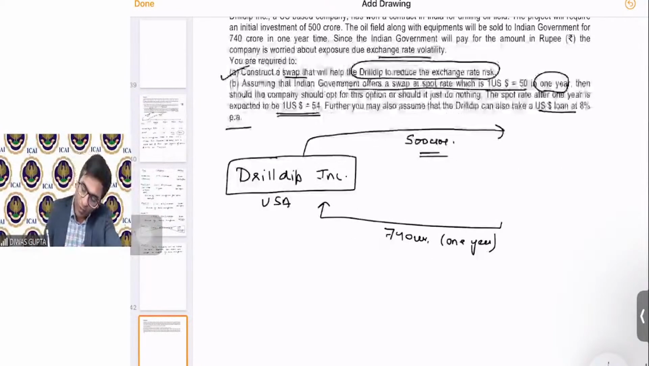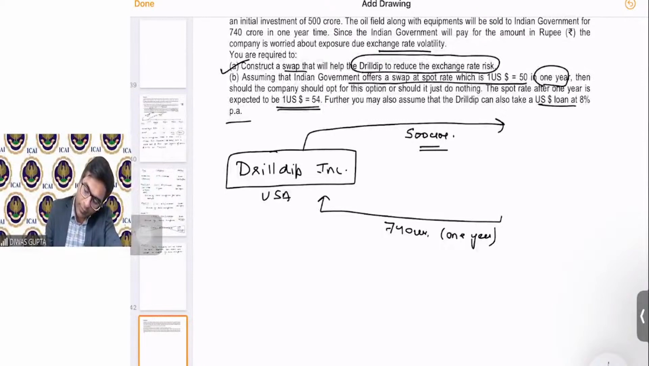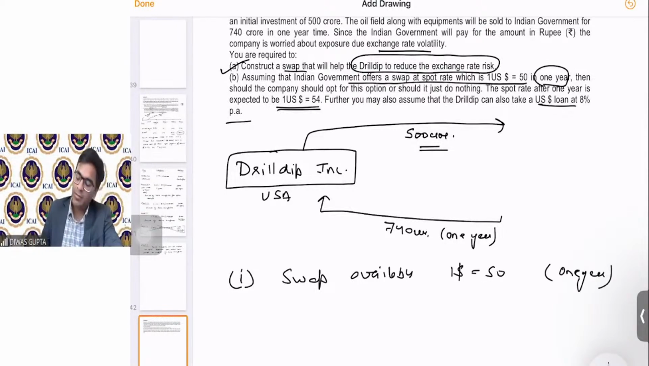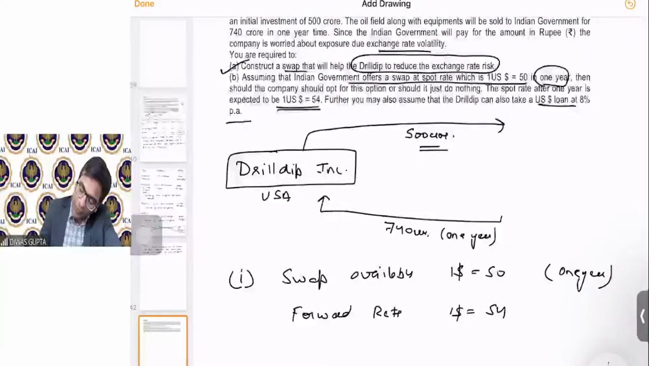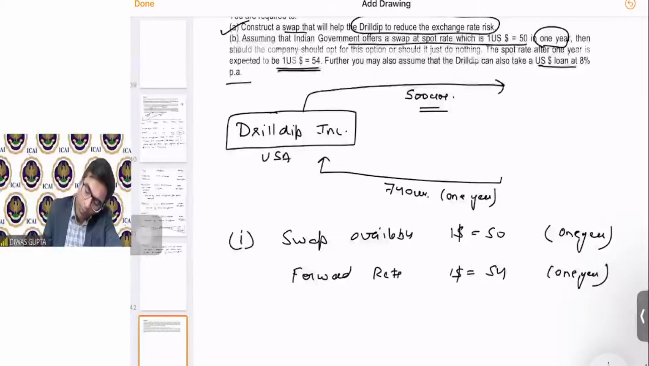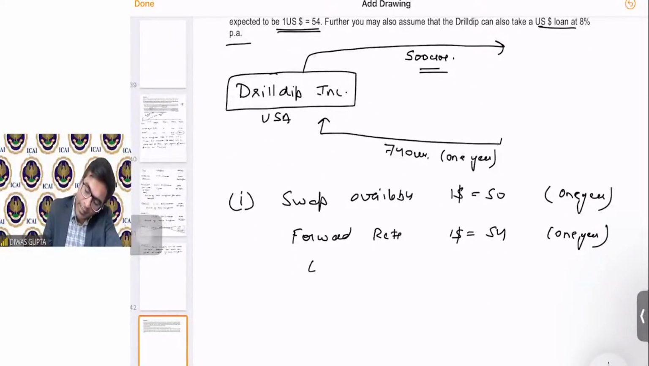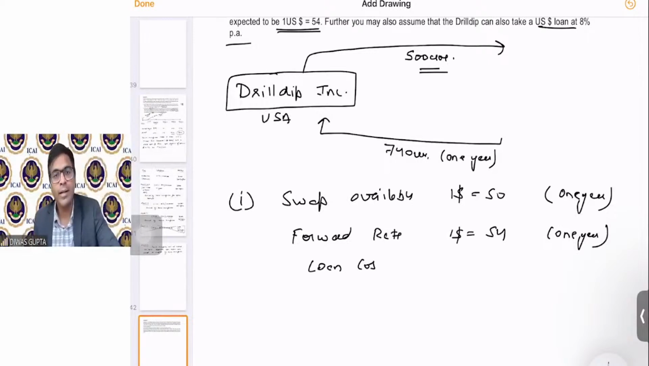So let's see what all our things are given. Swap available is $1 is equal to 50, 1 year duration. Okay. Forward rate $1 is equal to 54. This is again for 1 year. Okay. Loan cost is 8% for Drill Dip.